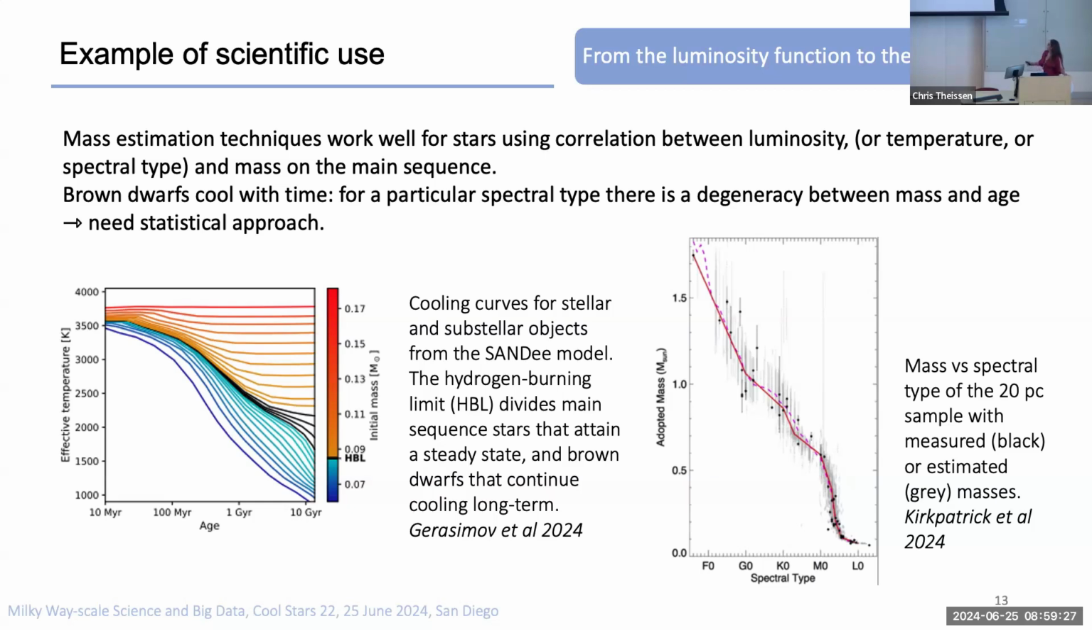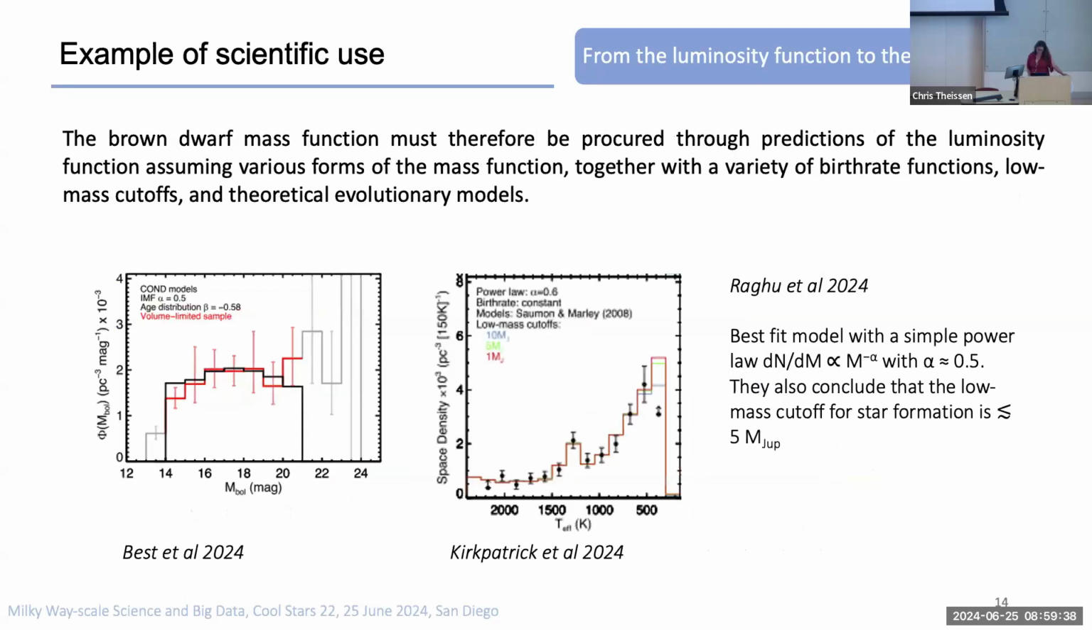Eventually, you can still get this kind of nice relation between mass and spectral type, but usually you really need a statistical approach to get information on the mass function. So you need to do some prediction of the luminosity function, assuming various forms of the mass function. Also, you can test a different birth rate function, and you can also test some low mass cutoff. And you need a theoretical evolutionary model to get the age of the object.